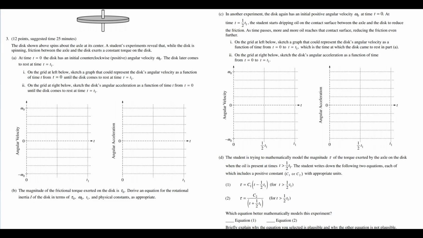The disk shown above spins about the axle at its center. A student's experiments reveal that while the disk is spinning, friction between the axle and the disk exerts a constant torque. So this will be a bit crucial, constant torque on the disk. At time t equals 0, the disk has an initial counterclockwise, which means positive, angular velocity omega naught. The disk later comes to rest at time equals t1.